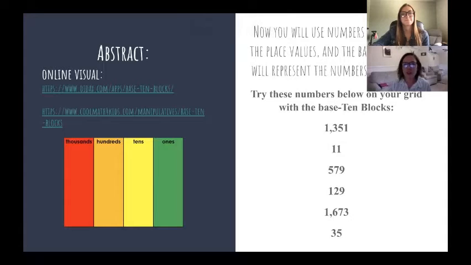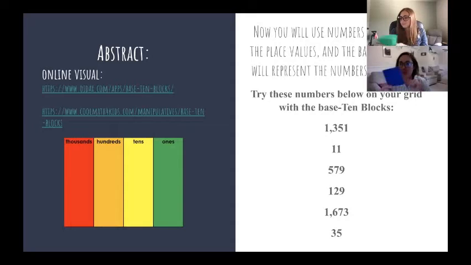So now you're going to try these numbers on your own, and you're going to use your grid. And if you do have base 10 blocks in front of you, you're going to start with the first one, 1,351. So the thousands place, how many is that going to be? I don't have the 1,000 block. I think Taylor might have 10 of them, or almost. But 10 of these would equal 1,000. So you can see that visual there.